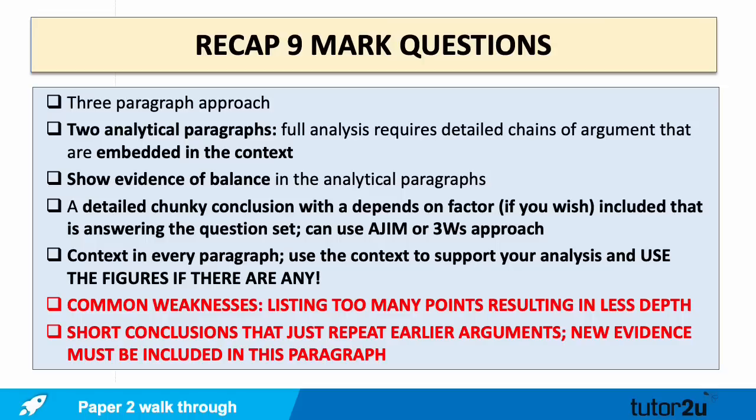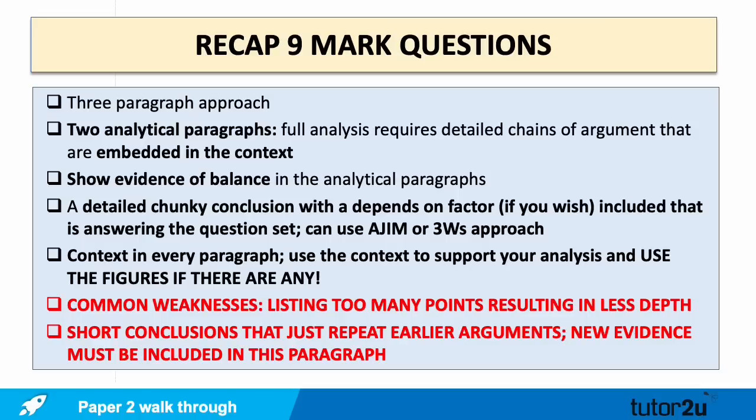If it's just a regurgitation of what you've said already in your conclusion, then there's a possibility you won't gain those extra marks for your evaluation. You can include a depends on factor, as I mentioned, but make sure it's explained. And then the M stands for the most important factor. What's the most important reason why you're going for this judgment? And that might be why the depends on factor isn't so much of a concern to the business overall.